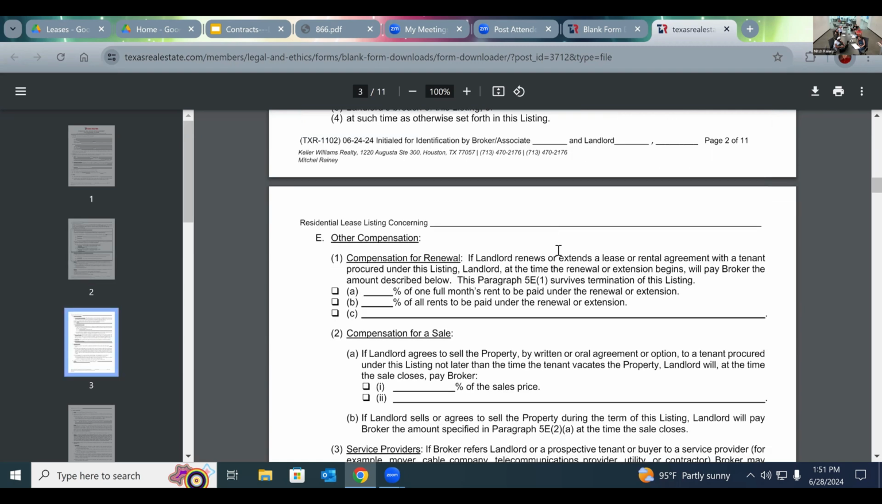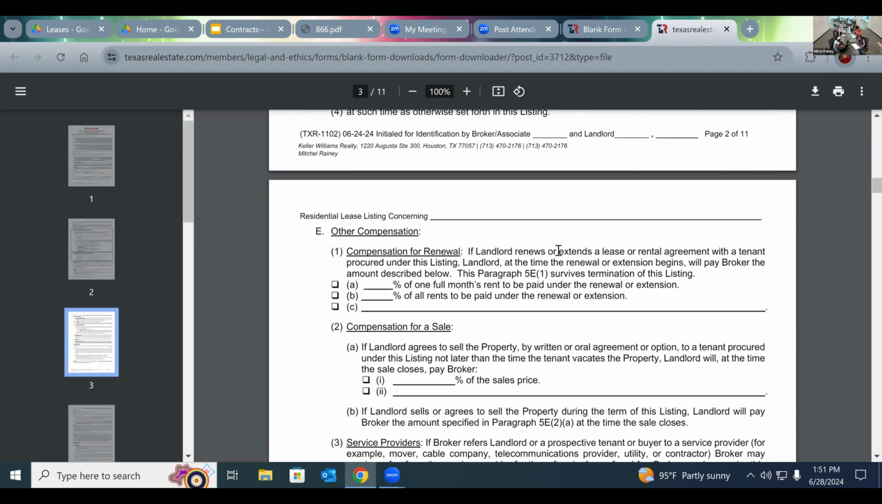Other compensation. Let's say it's a 1 year lease, and at the end of it that tenant says, I wanna renew, I wanna stay here. How much do we charge for that renewal? It's negotiable, of course. Is it a percentage of 1 month's rent, the same thing, or a flat fee? When I've done this, I have dropped what I would ask for in half, because you're basically not doing anything but helping them with one form.